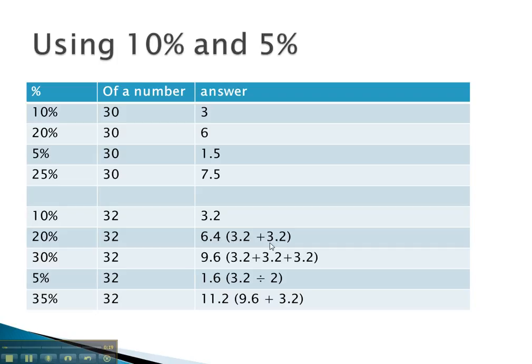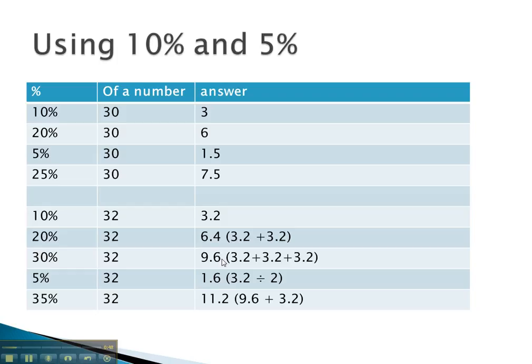Here I've done it in repeated addition for those of you who don't like multiplying. And then 30% of 32 is just 3.2 plus 3.2 plus 3.2, and so on, 9.6. So then 5%, if I learned 10% was 3.2, 5% of 32 must be half of 3.2. Or here I've written 3.2 divided by 2. That's 1.6.